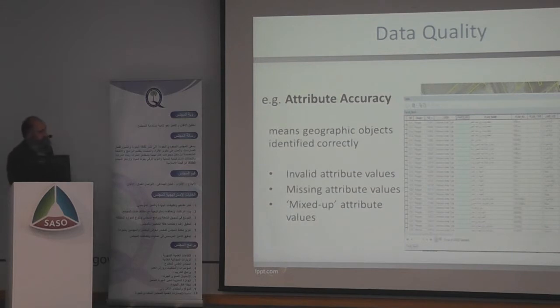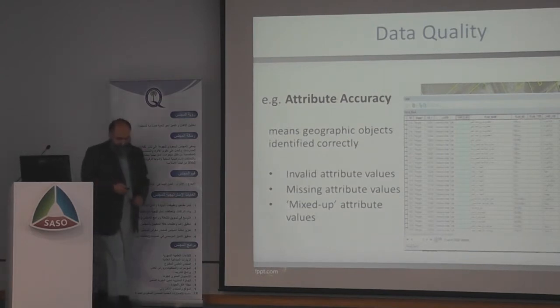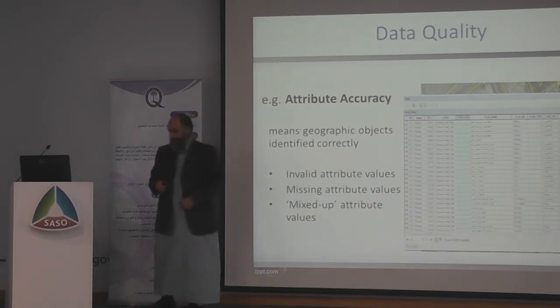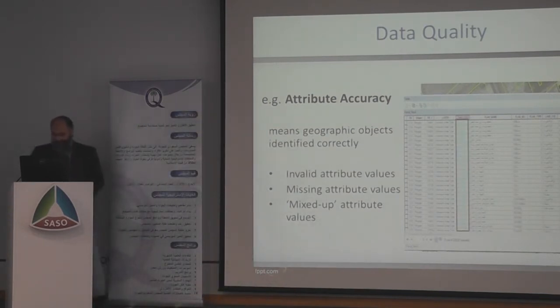Data quality. This is the second accuracy component, attribute accuracy. It means geographic objects identified correctly. So here in this example, we have missing data. Yeah, the red column.